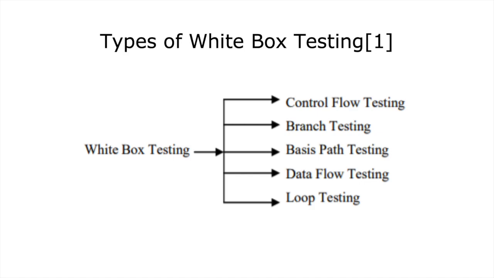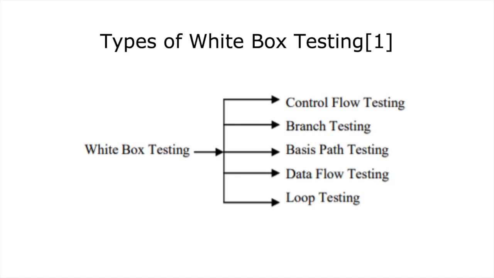This is a slide of the different techniques involved in white box testing. So for example, we have control flow testing, branch testing, basis path testing, data flow testing, loop testing. These are all different techniques that one can use when applying white box testing, different methods of doing so.